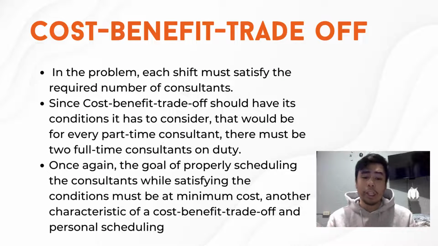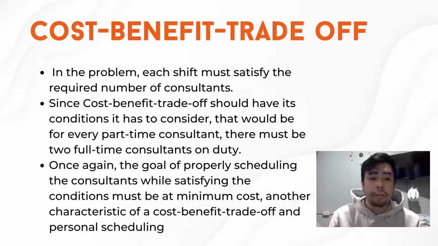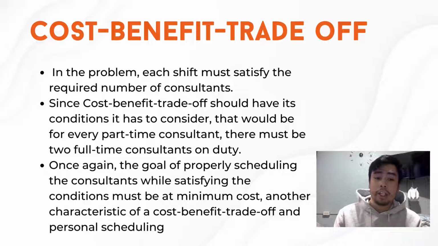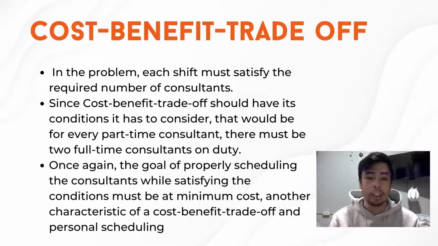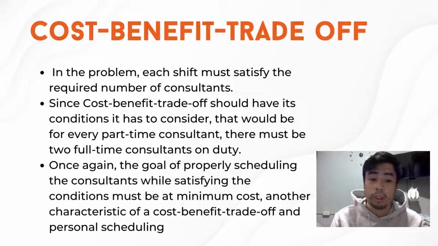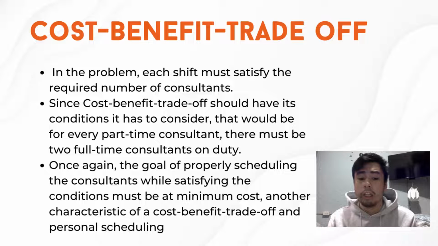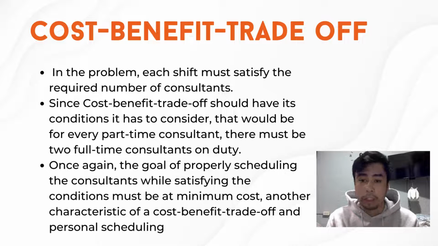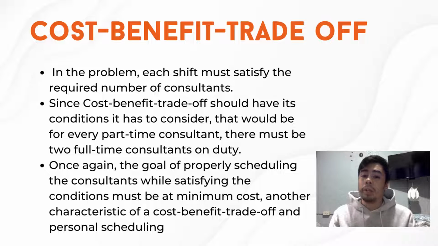Alright, so in the problem, each shift must satisfy the required number of consultants. Since cost-benefit trade-off should have its conditions it has to consider, that would be, for every part-time consultant, there must be 2 full-time consultants on duty. Once again, the goal of properly scheduling the consultants while satisfying the conditions must be at minimum cost. Another characteristic of a cost-benefit trade-off in personal scheduling. That will be it for question A, and moving on to question B will be Jaime.